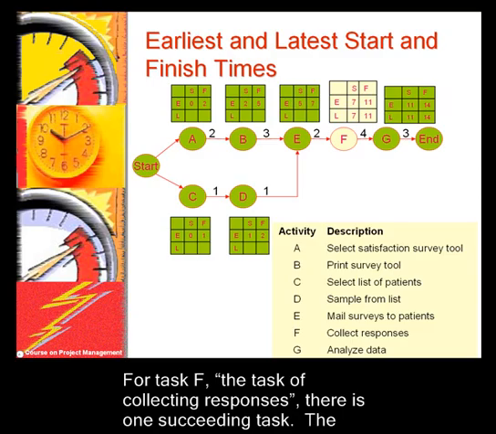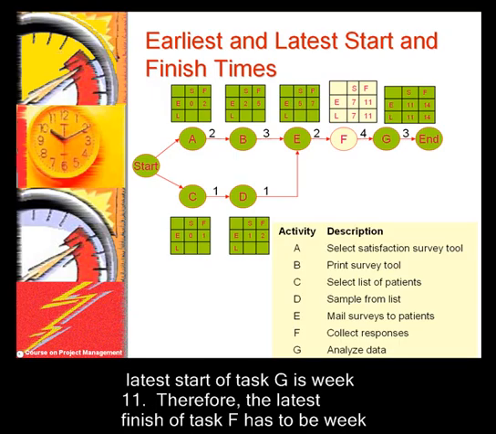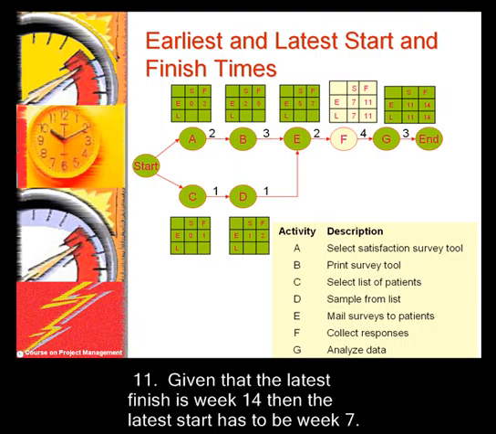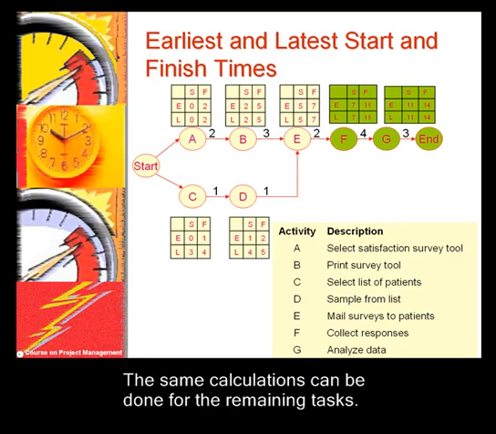For task F, the task of collecting responses, there is one succeeding task. The latest start of task G is week 11. Therefore, the latest finish of task F has to be week 11. Given that the duration is 4 weeks, the latest start has to be week 7. The same calculations can be done for the remaining tasks.